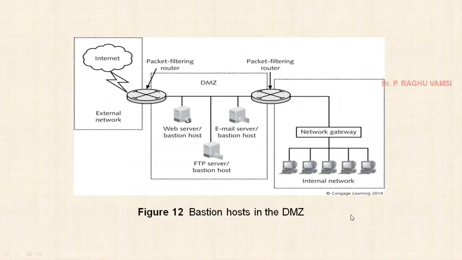If the bastion hosts are connected with the DMZ, then this is the DMZ, and here is a packet filter router, and you may configure a bastion host here along with the packet filter router, and here also a packet filter router, and along with this you may configure a bastion host. That bastion host will take care of the traffic going to the DMZ, that is, from the public network to the DMZ and from the DMZ to the internal network.